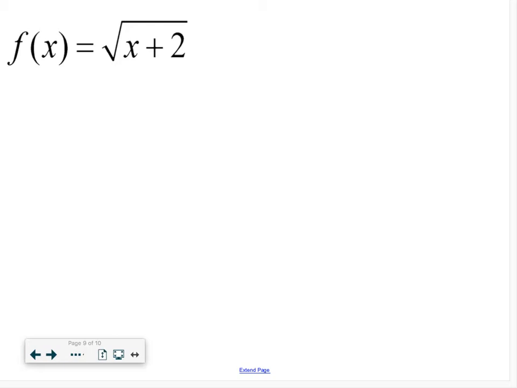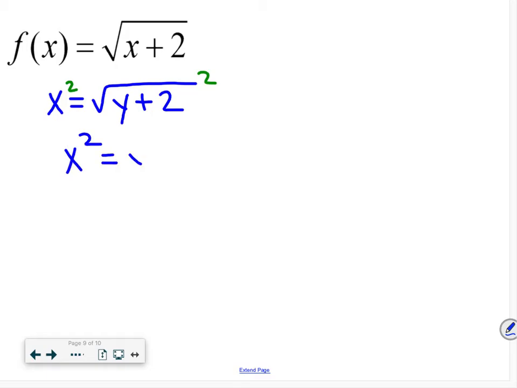All right, so let's talk about this one. x equals the square root of y plus 2. We switch x and y. Our first step would be to square both sides. We don't have anything added or subtracted outside the root, so we don't have to worry about it. Automatically we can square both sides. x squared equals y plus 2. So y is x squared minus 2.